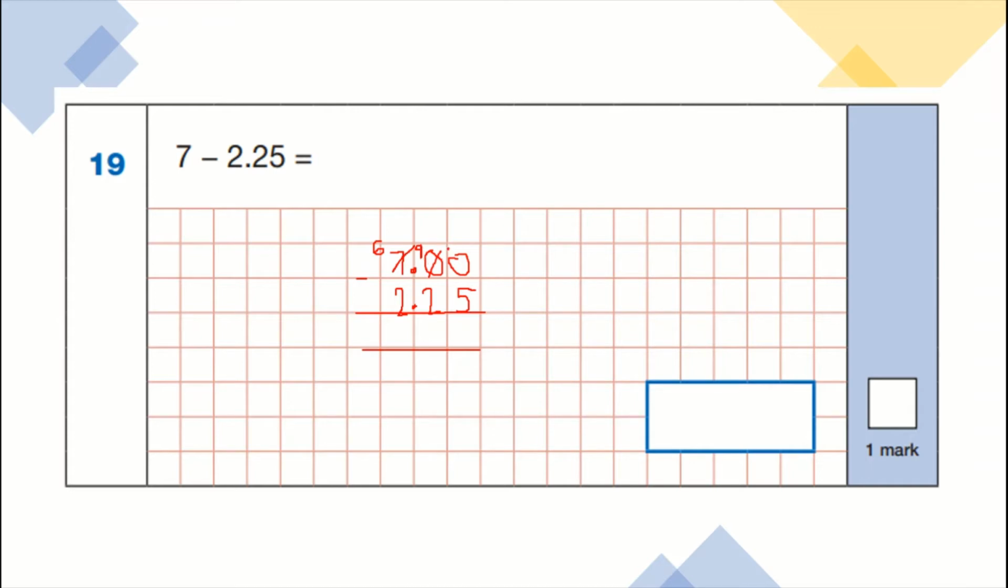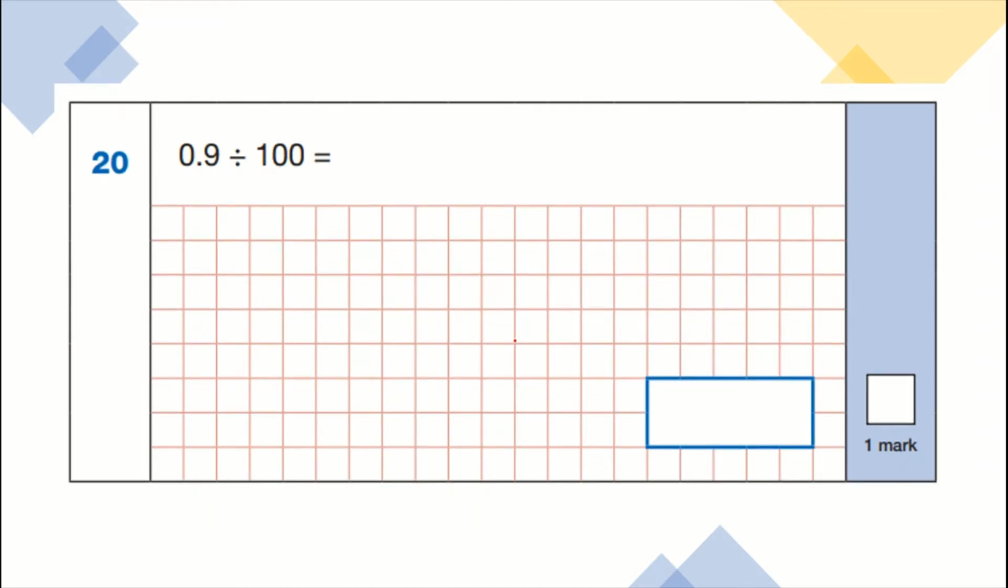Lending 1 over, making this a 10. 10 minus 5 is 5. 9 minus 2 is 7. Remember to put in the decimal point. 6 minus 2 is 4. 4.75.